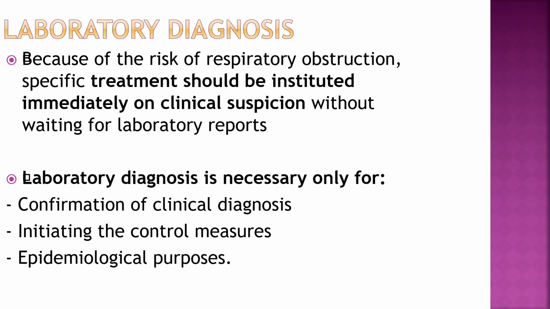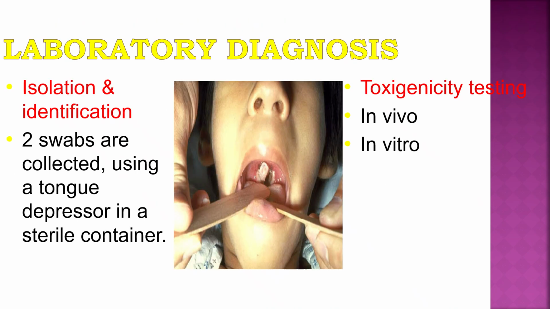Laboratory diagnosis. There is a risk of respiratory obstruction, so treatment should be started immediately on clinical suspicion without waiting for the laboratory reports. The laboratory diagnosis is necessary only for the confirmation of the clinical diagnosis, for initiating the control measures, and for epidemiological purposes. So in lab diagnosis there are two parts. First is the isolation and identification of the bacteria, and second is the toxin demonstration test.